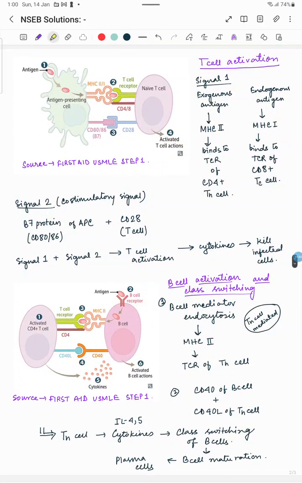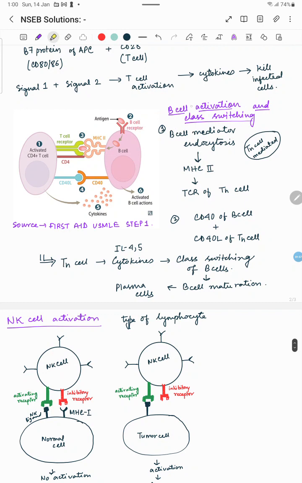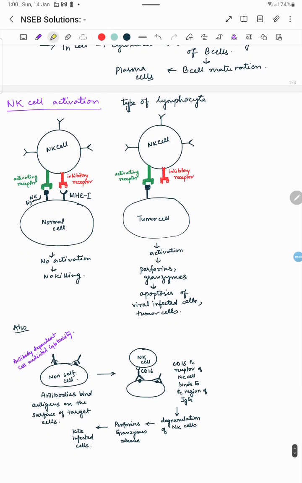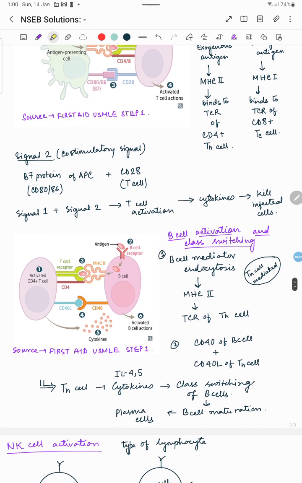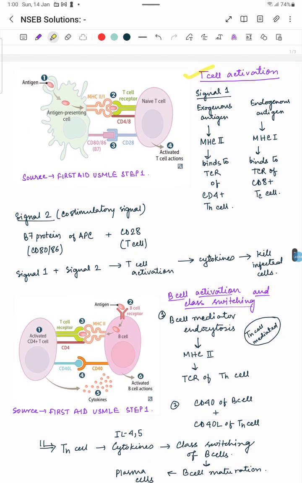Now let's see how the T cell gets activated, how the B cell gets activated and what is the class switching, and about the NK cell activation. Now coming to the T cell activation. These images that I have pasted here are from the First Aid USMLE Step 1 book. T cell activation requires two signals. One is signal 1 and another one is signal 2 or the co-stimulatory signal. When these two signals are present, then only the T cell will get activated.